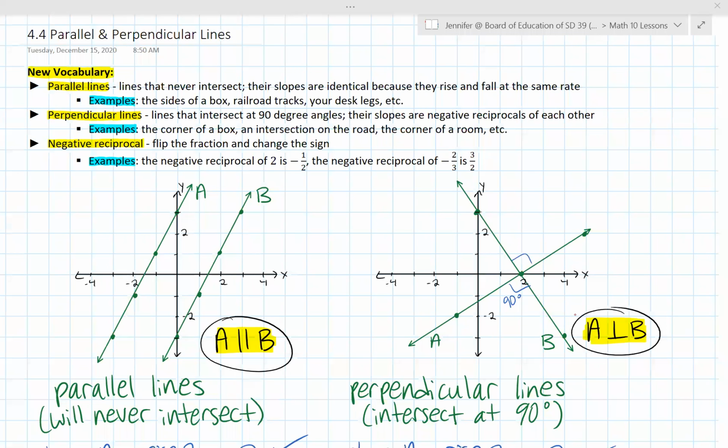This is lesson 4.4, parallel and perpendicular lines. Parallel lines are lines that never intersect. They never cross each other. In this case, their slopes are identical because they rise and fall at the same rate.